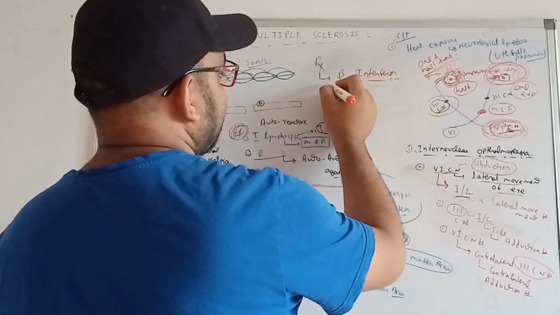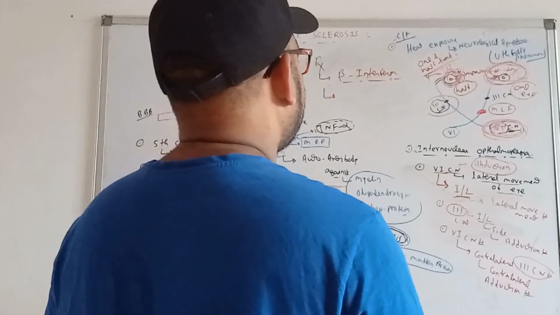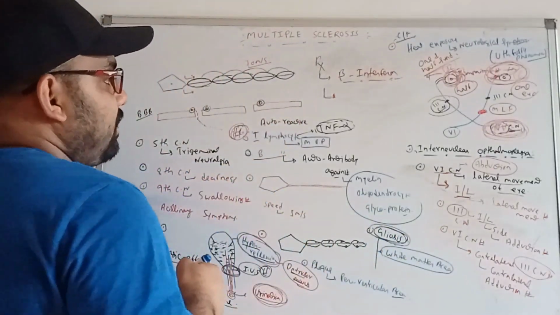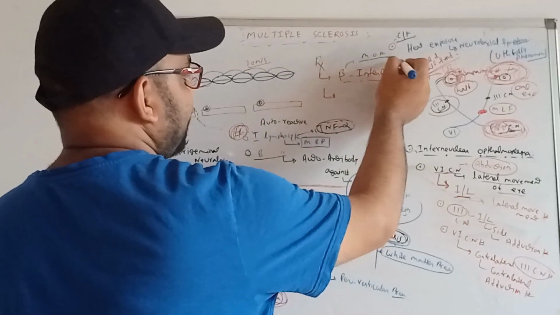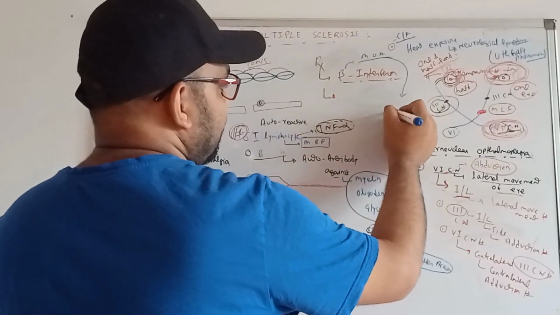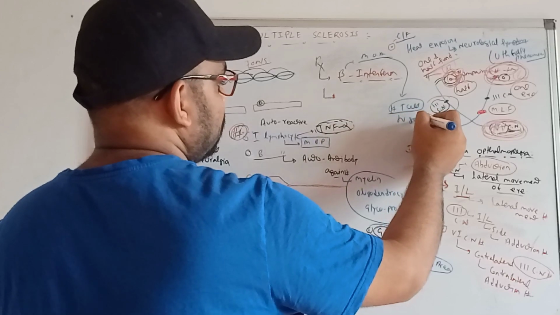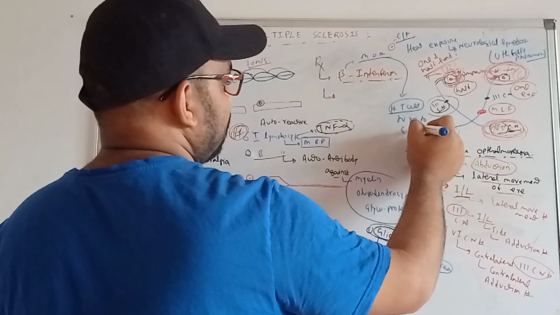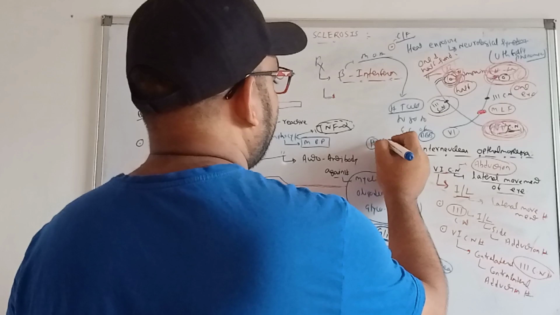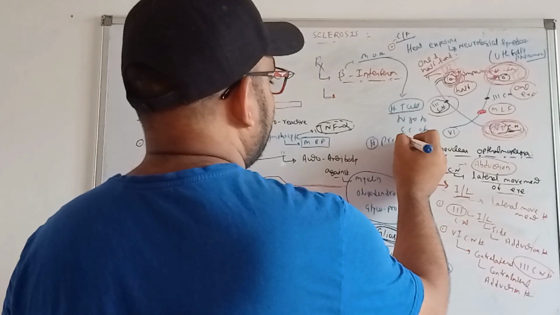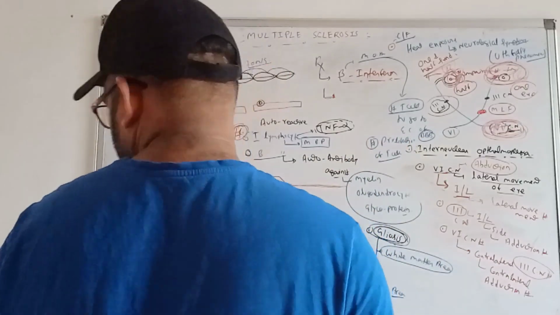Another important function of beta interferon to remember: if I say the mechanism of action, the first thing it will do is inhibit the T cell from going to the endothelial cells of the blood-brain barrier, right? Second thing, it will stop the proliferation of T cells.